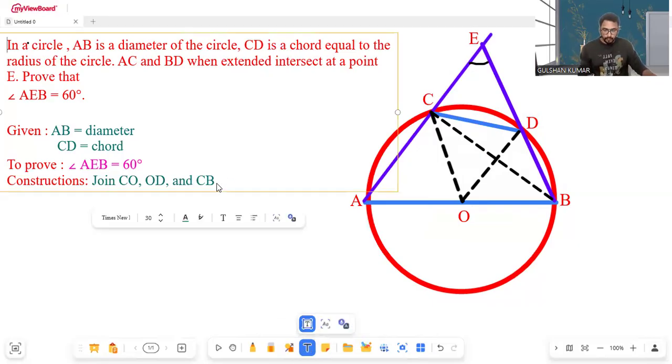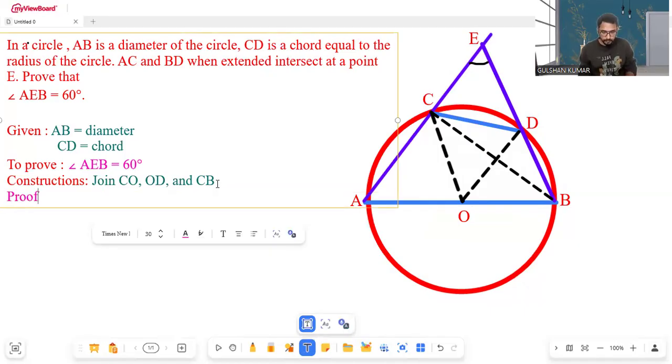So starting with the solution, that is, the proof. We start with the proof.